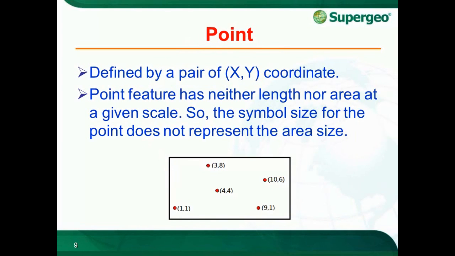And the first one is the point feature. Like the example here, a point is defined by a pair of coordinates, x and y, and one or more points constitute a point layer. However, although we can adjust the size of the symbol for the point, it still doesn't have any length or area information inside.